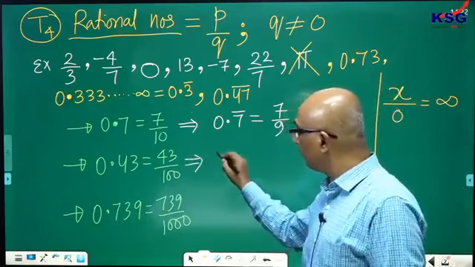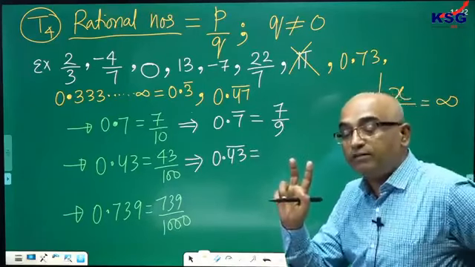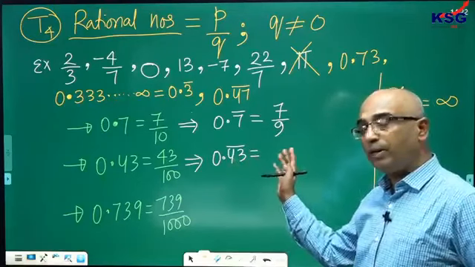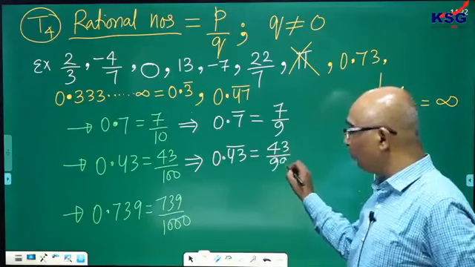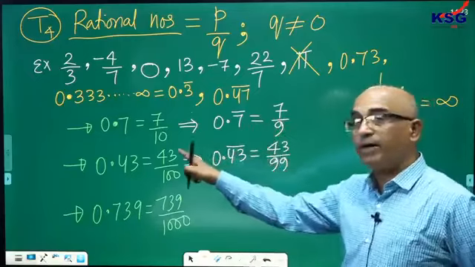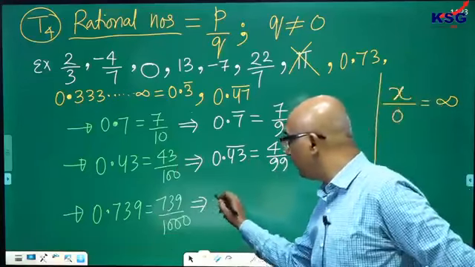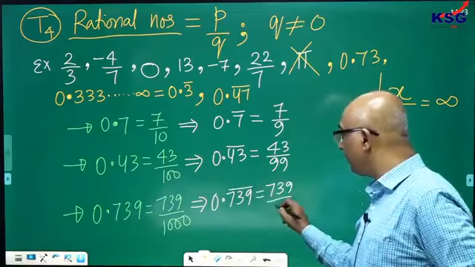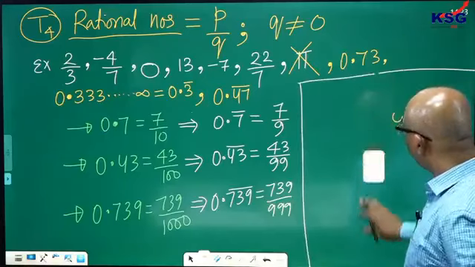See another example, 0.43 bar. So 2 digits are under the bar. How to convert the recurring decimal 0.43 bar into a rational number? If 2 digits are under the bar, then put 99 in the denominator. If 1 digit is under the bar, put 9. Compare with a normal decimal number. If 2 digits are under the bar, put 99 in the denominator. Similarly, if 3 digits are under the bar, the answer is 739 by 999. This is the simple rule to convert a recurring decimal into a rational number.